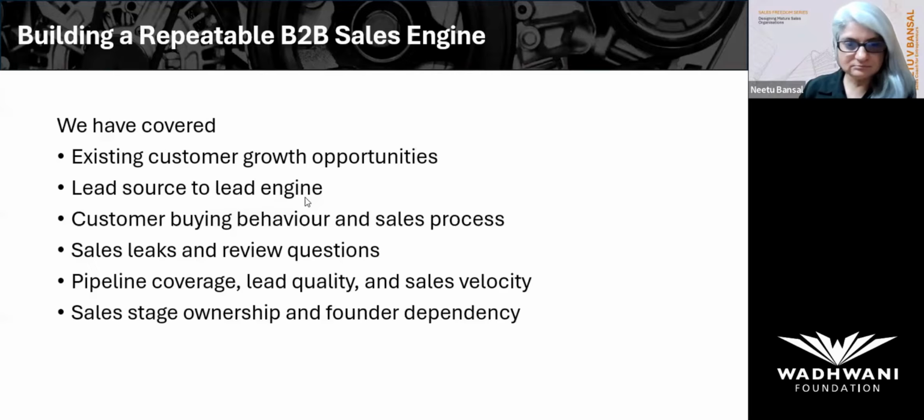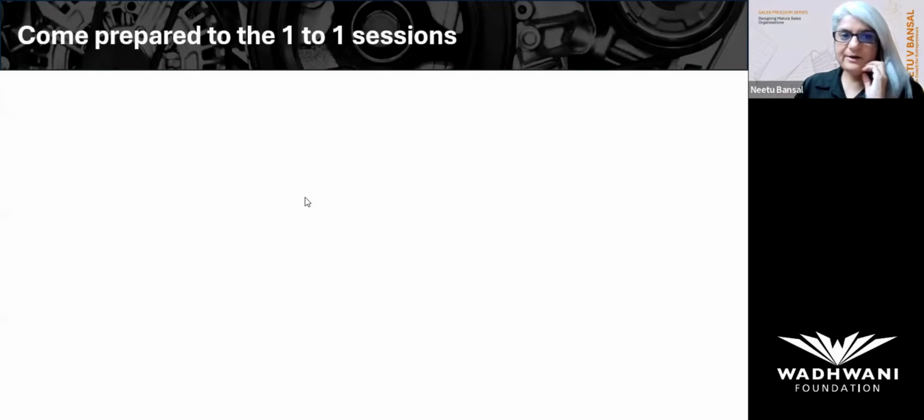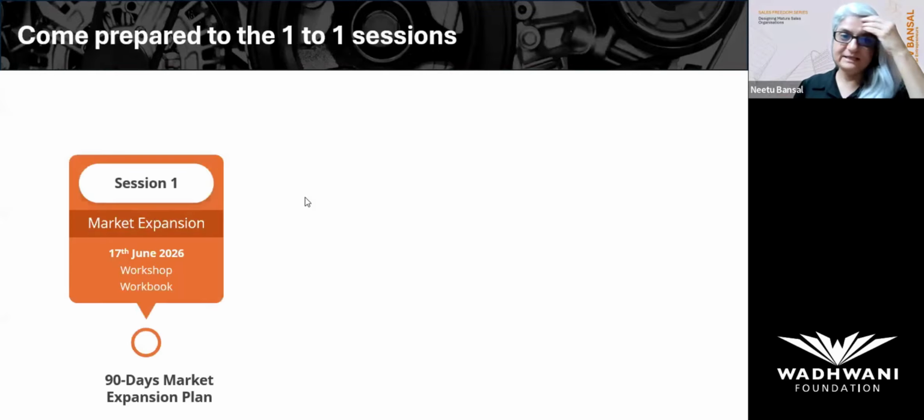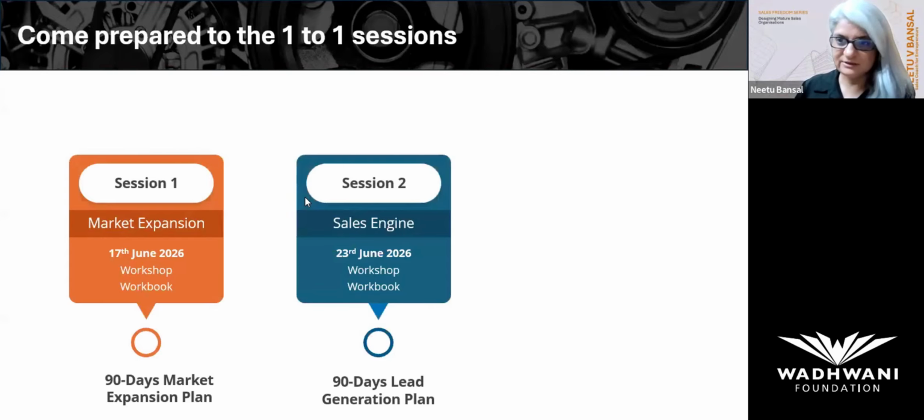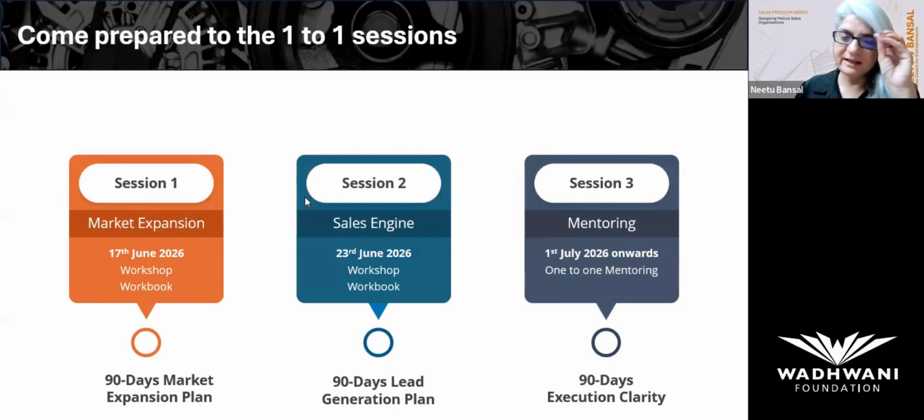Okay. With that, if you remember what we did on market expansion last week, you got a market expansion plan. This week, a lead generation plan is what we have. And then there is the one-to-one mentoring, where if you come with your 90 days of work and planning that you have done, we can sit down and break down each piece and understand what the challenges are, where you're not very clear. So we can work specifically on your organization rather than giving you broad frameworks.